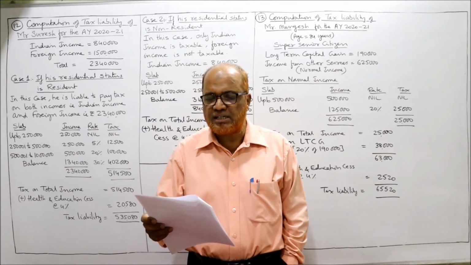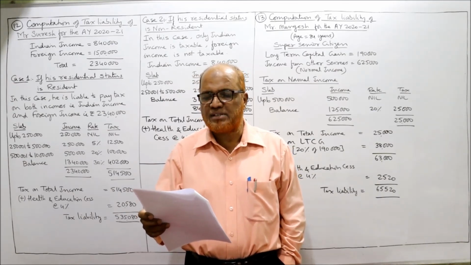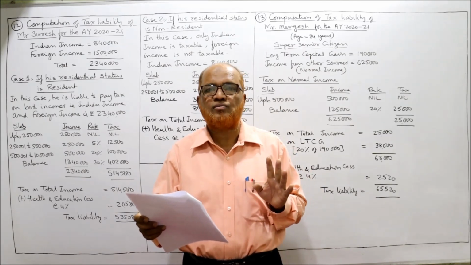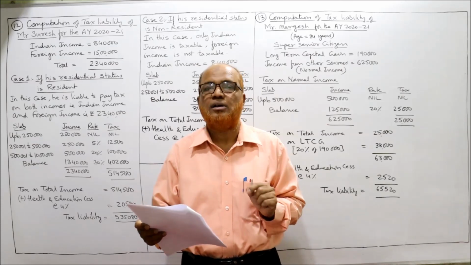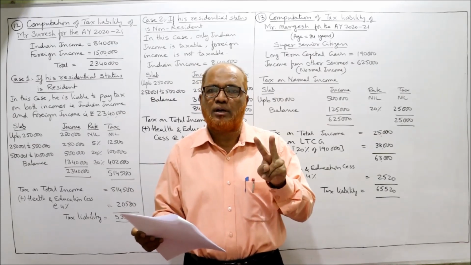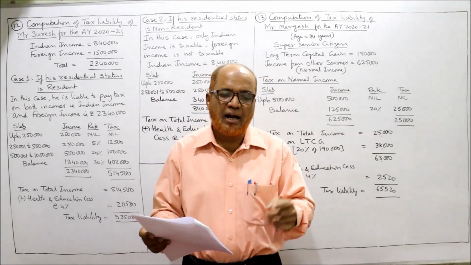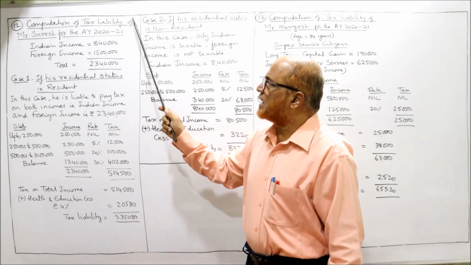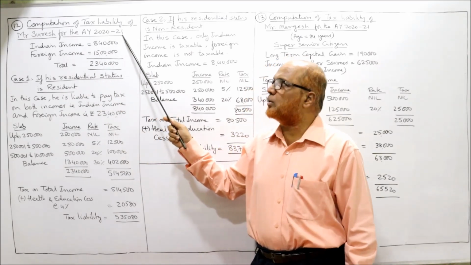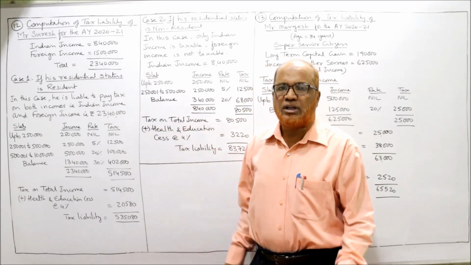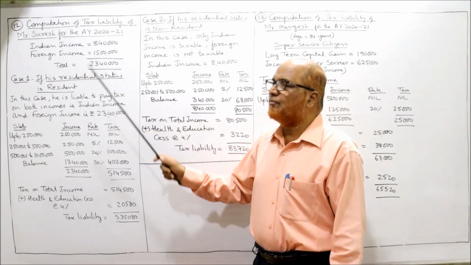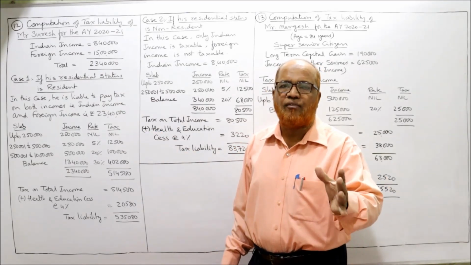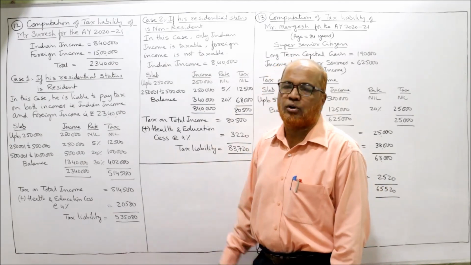If his residential status is resident. Second, if his residential status is non-resident. So under two different situations, we have to compute the tax liability of Mr. Suresh. He is having two incomes, Indian income and foreign income. That is the problem. Now see carefully. Computation of tax liability of Mr. Suresh for the assessment year 2021. Indian income is 8 lakh 40,000, given in the problem. Foreign income is 15 lakh, given in the problem. The total income, Indian and foreign combined, is 23 lakh 40,000.